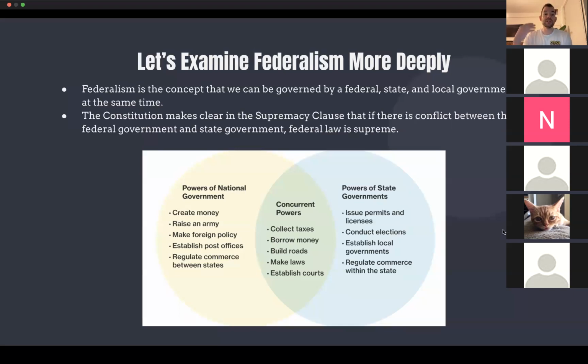This can get confusing because the federal government has its own set of laws and then state governments have their own set of laws. And sometimes they can come into conflict. The framers believed that if they did come into conflict, the national law, the federal law, was the one that reigned supreme. So I'll pause there again if anyone has any questions on federalism.